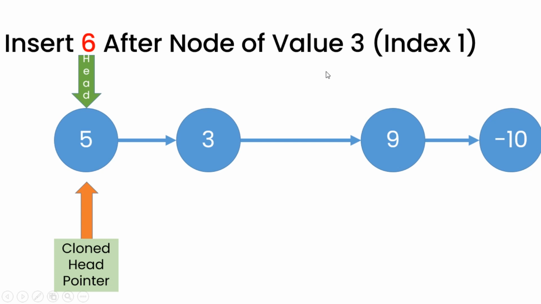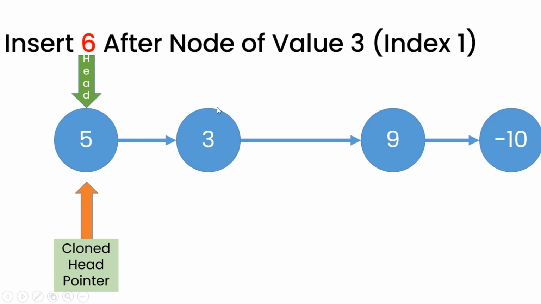Now we're gonna speak about insertion in a single linked list and how insertion can work. There are a couple of ways you can insert here. You can insert at the head, you can insert at the tail, and I will focus on inserting after a certain value. For this example, I will insert a 6, which means we will make a node of value 6 after a node of value 3, which is at index 1, which means this node.